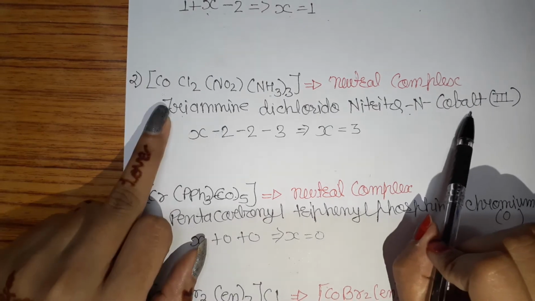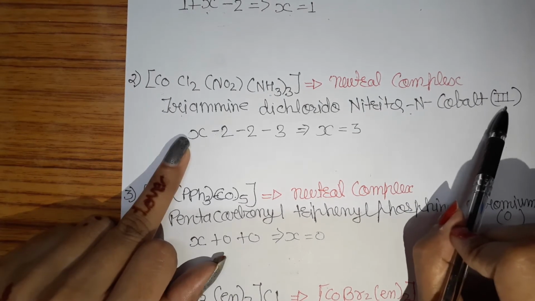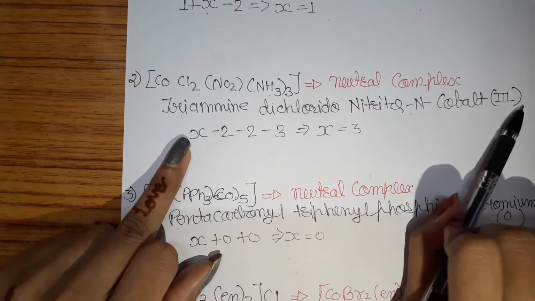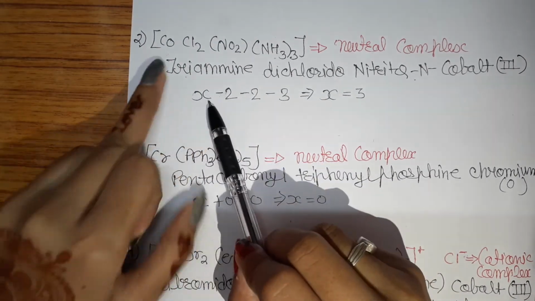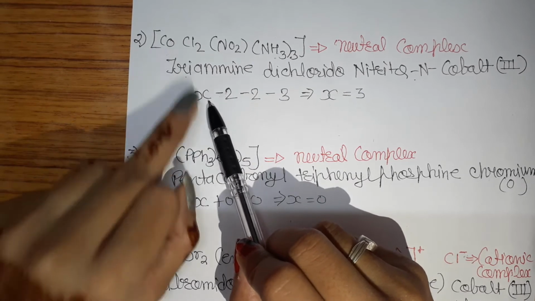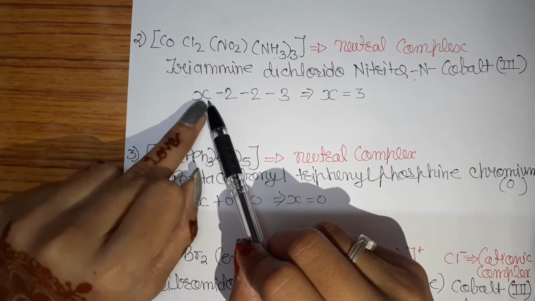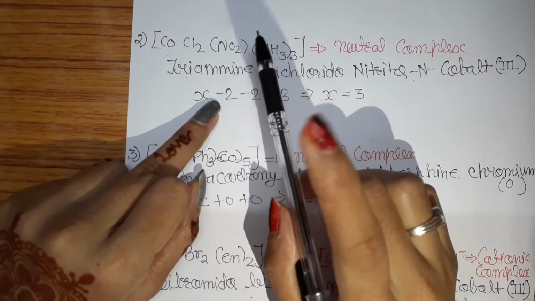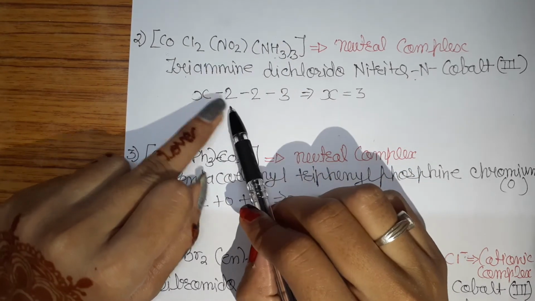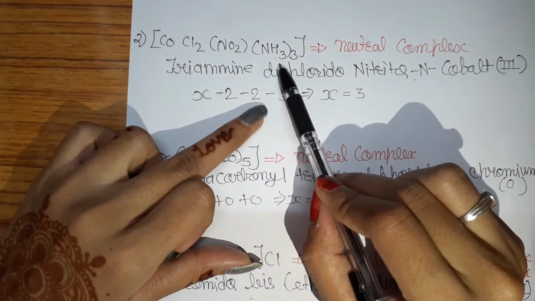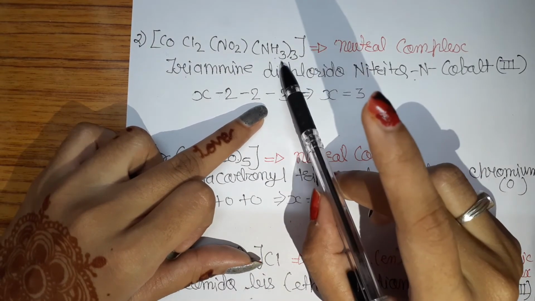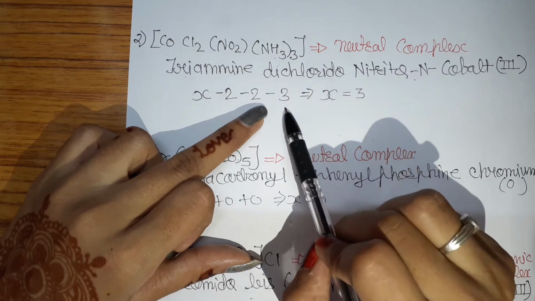Then cobalt. The oxidation state is 3. Why 3? We calculate it here. X for cobalt, we are finding the oxidation state of cobalt. Then Cl has a -1 charge, there are 2 Cl, that's why -2 charge. Then NO2 has a -1 charge, then NH3 is neutral, but there are 3 NH3, that's why 3 of them.